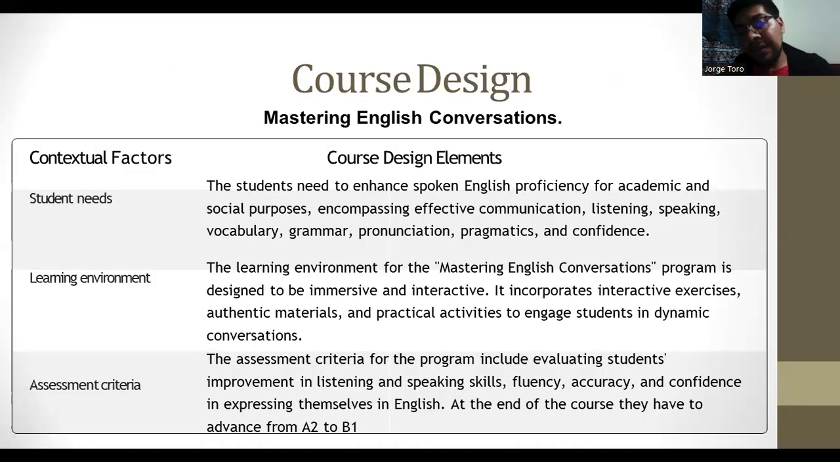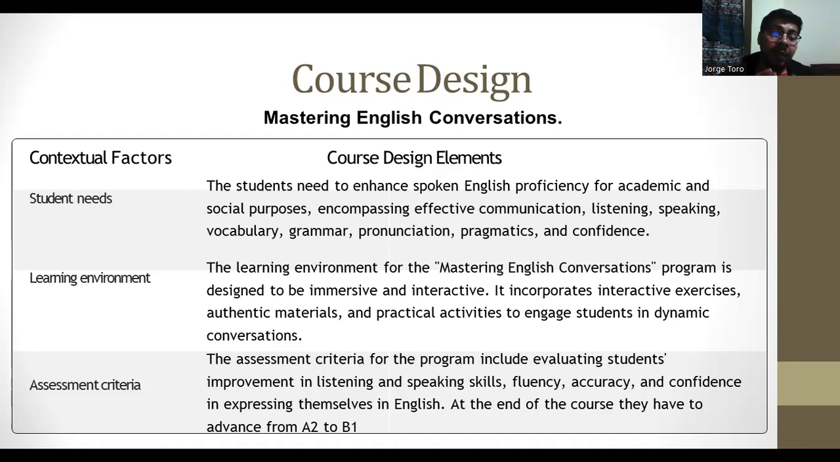So in this part, I'm going to talk about the course design that I mentioned before. But in this part, I'm going to be more detailed, because the name of this course is Mastering English Conversation. That's the name I chose for this course. I'm going to explain what the contextual factors and the course design elements are. The contextual factors are the student needs. And the course design element says that the students need to enhance spoken English proficiency for academic and social purposes, encompassing effective communication, listening, speaking, vocabulary, grammar, pronunciation, pragmatics, and confidence.